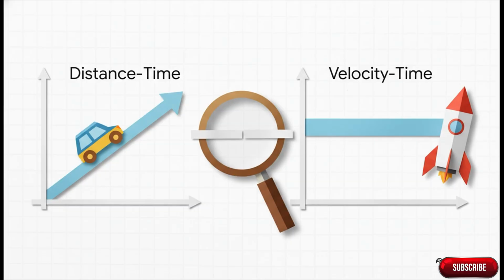And this, right here, is the number one most important rule for these problems. Before you even think about interpreting a graph, look at the labels on the axes. Are you looking at distance versus time, or velocity versus time? Because that one little detail changes the entire story.